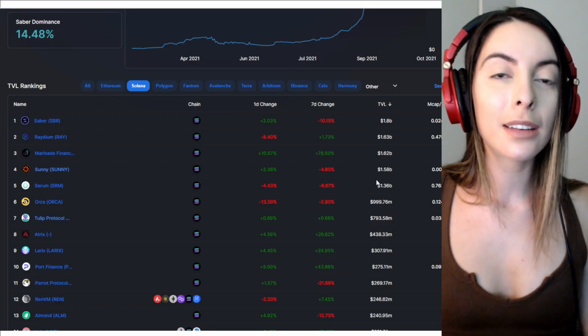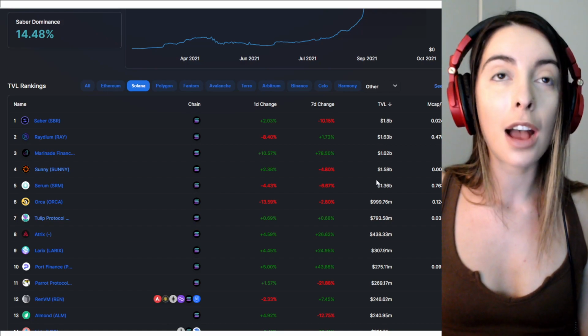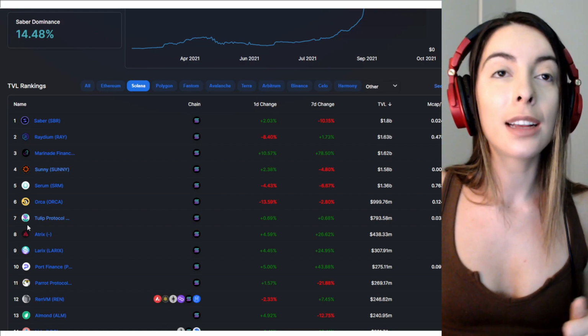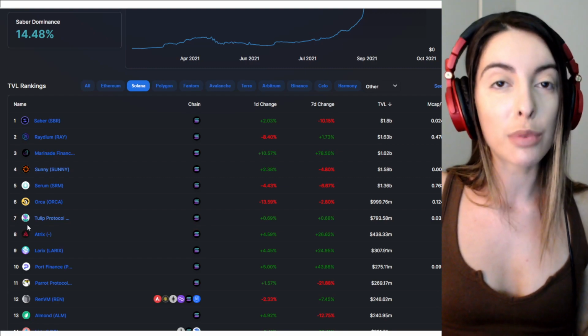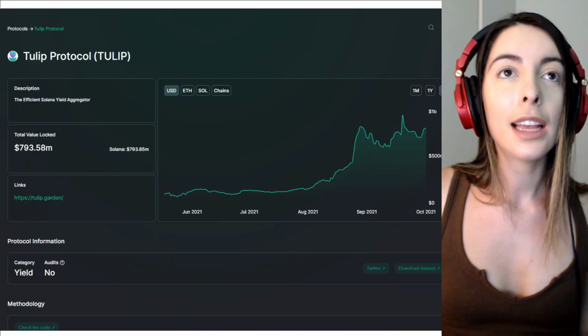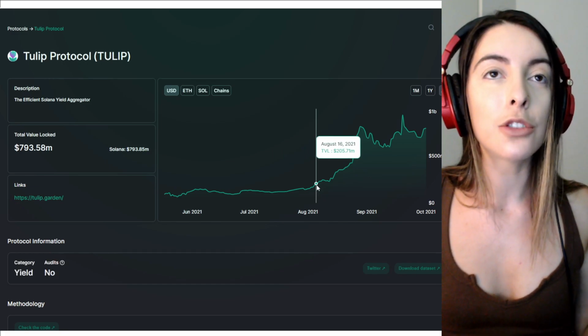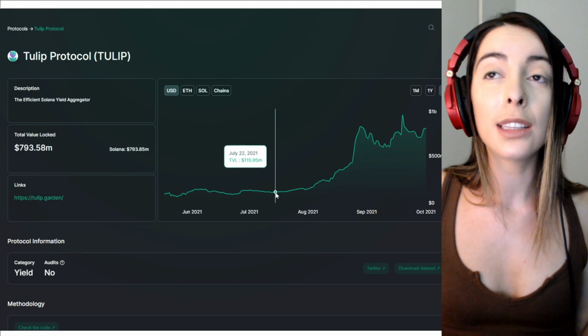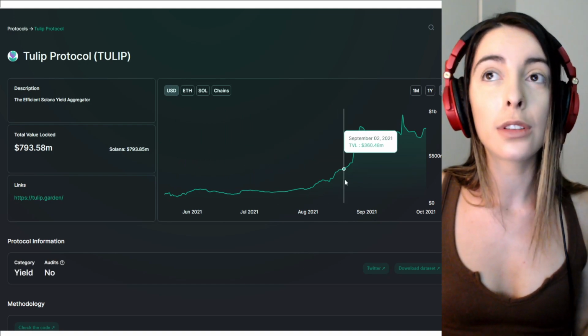Let's look at Tulip in comparison to a lot of other DeFi projects built on Solana. It currently ranks as the number 7th biggest project built on Solana. It has a total value locked of $793 million. That's amazing. And it also has really steady organic growth since its inception.